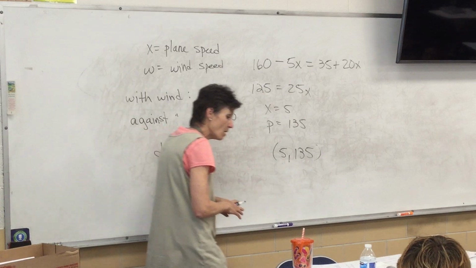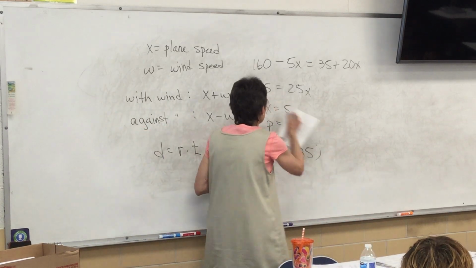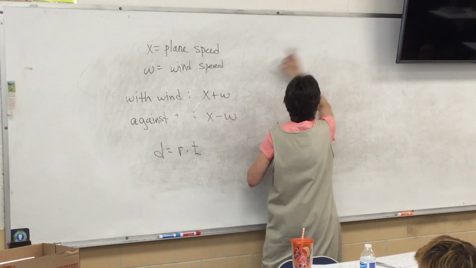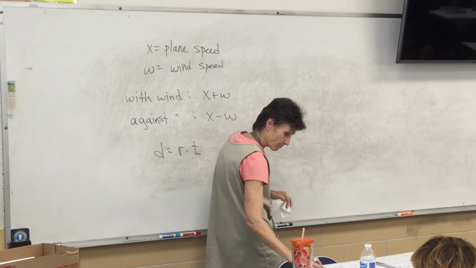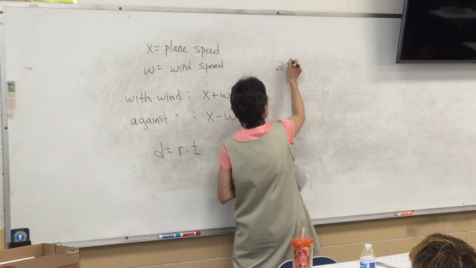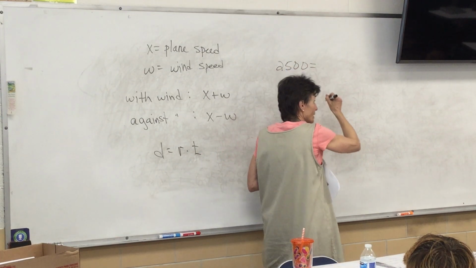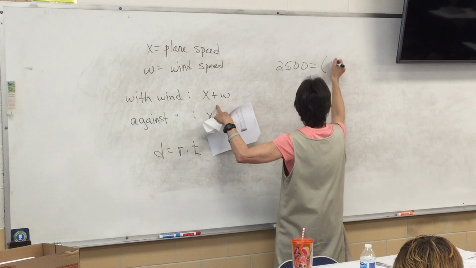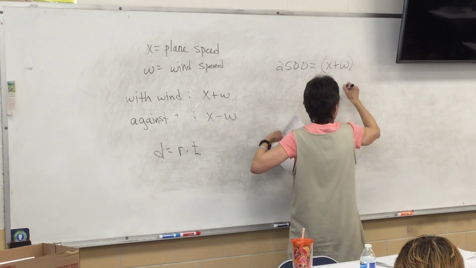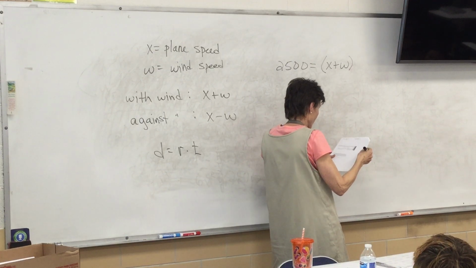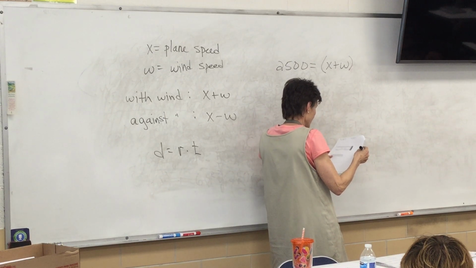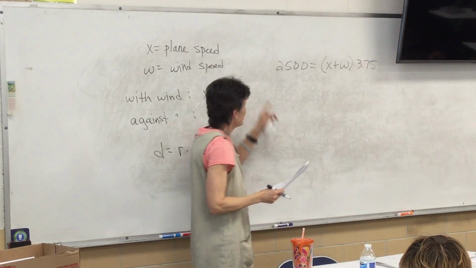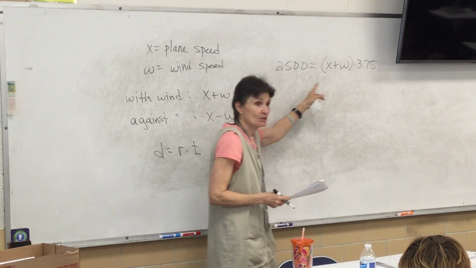Now, do I know the distance that I am traveling with the wind? I'm going 2,500. All right, so my distance is 2,500. My rate with the wind is X plus W. And my time with the wind is 3.75. Does that equation make sense to you?